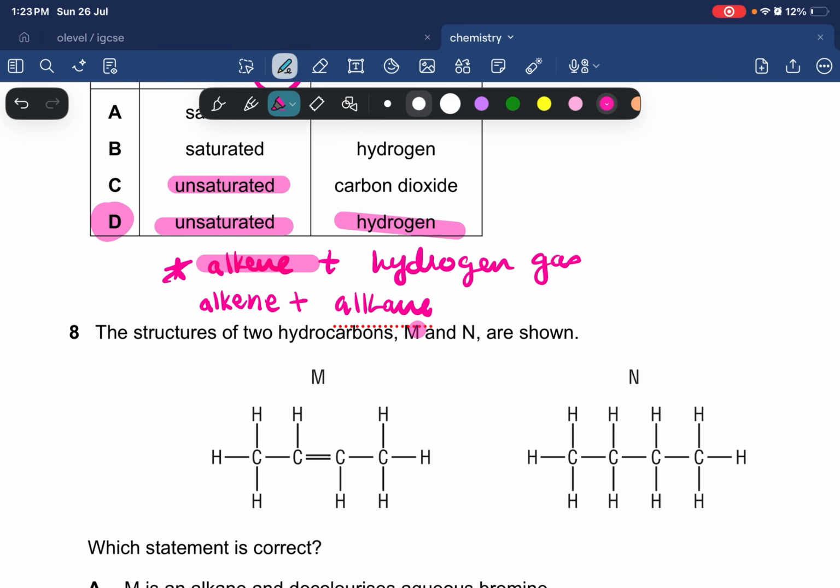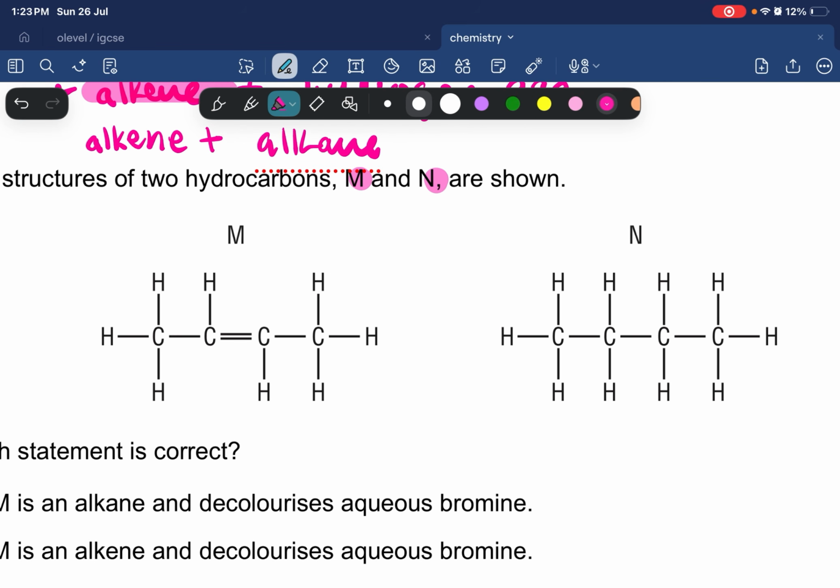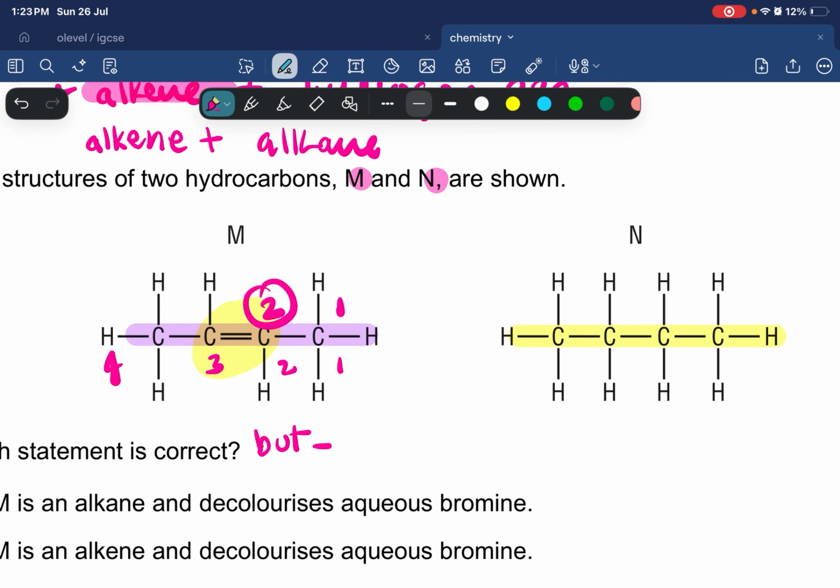Next, the structures of two hydrocarbons M and N are shown. Which statements are correct? For M, we realize that firstly, it's a straight chain. Secondly, I can see a double bond here. I can see unsaturation. But for N, I can see a straight chain without any unsaturation. If I name this, the double bond is on the second carbon. In total I have 1, 2, 3, 4 carbons, which means but-, so it's butene. And for the alkane, I have 1, 2, 3, 4 carbons, and that makes it butane.